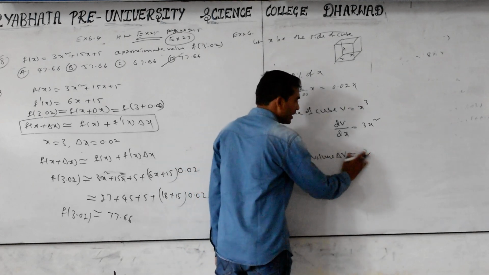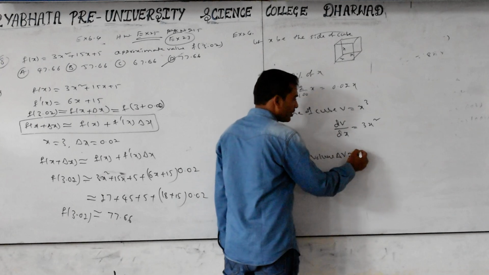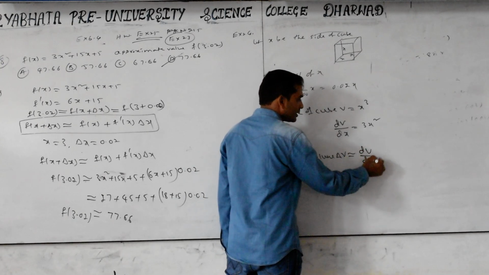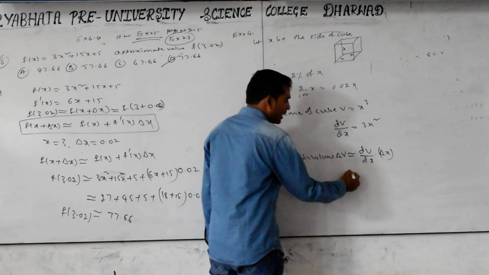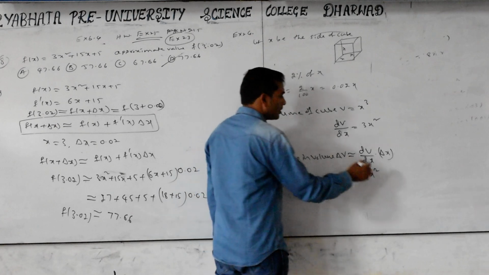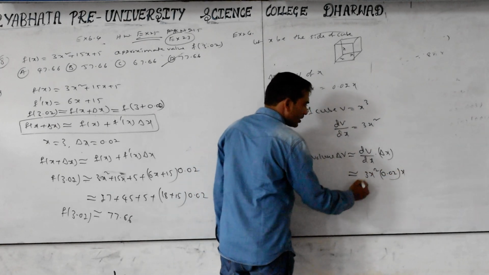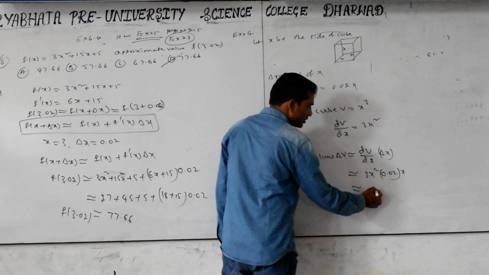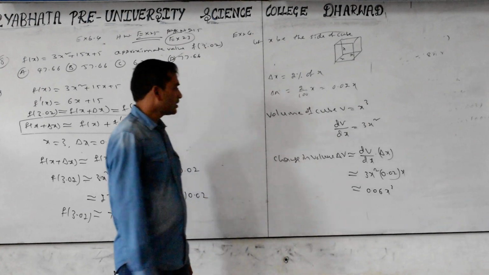So delta V equal to, you know already, dV by dx into delta x. Here dV by dx equals 3x square and delta x equals 0.02x, which gives 0.06 x cube. This is the change in value.